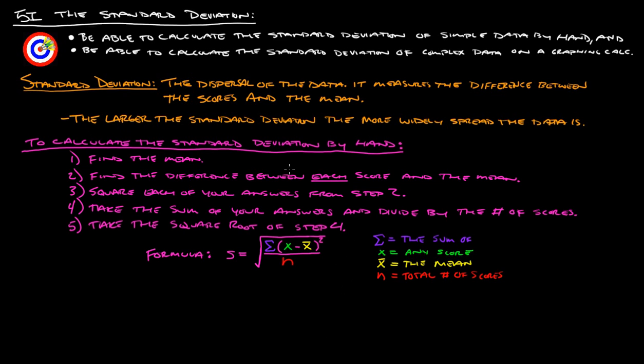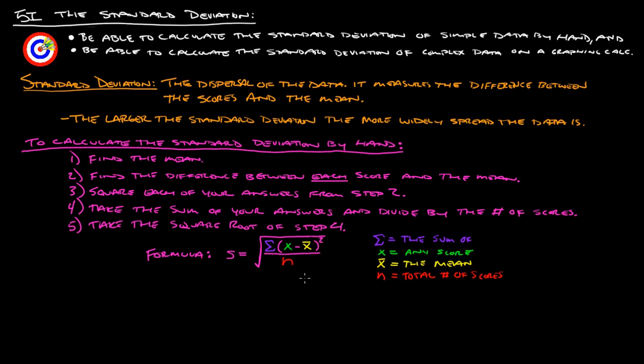So to be able to calculate the standard deviation by hand, you have all of these lovely steps, and then it's all represented by this formula right here. But the first thing you do is you find the mean, and then you find the difference between each score and the mean. I'll show you how to do all this here in a second. Square each of your answers from step 2. Take the sum of all your answers from step 3, and divide by the total number of scores. And then the last step is to take the square root of step 4 right here.